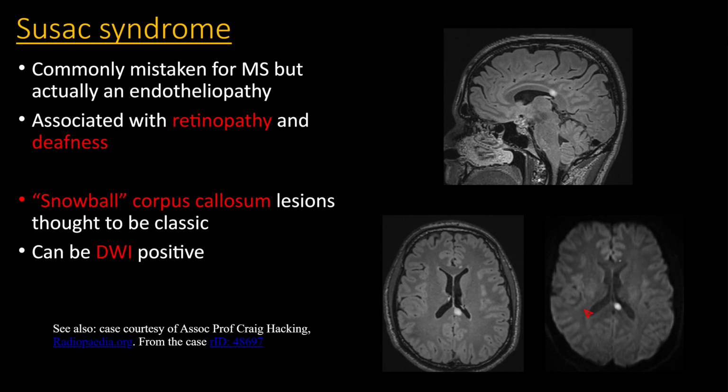And DWI positivity tends to be much more homogeneous and uniform, unlike MS, where the DWI positivity, if there is one, tends to be peripheral and discontiguous, pretty much like their enhancement. Susac is going to be much more homogeneous.